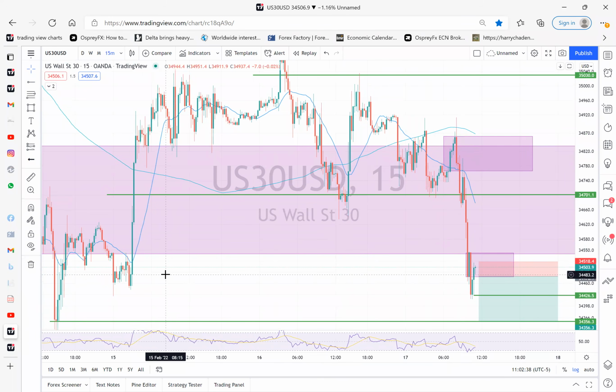Whenever I got in, I held mine until the bottom over here because it was pretty straightforward to me. Now, what I did though was I moved my trail down once price made this pullback and came down. I moved my stop loss to this low right here. So if it had come back up and tapped me out, then I would have just been tapped out.